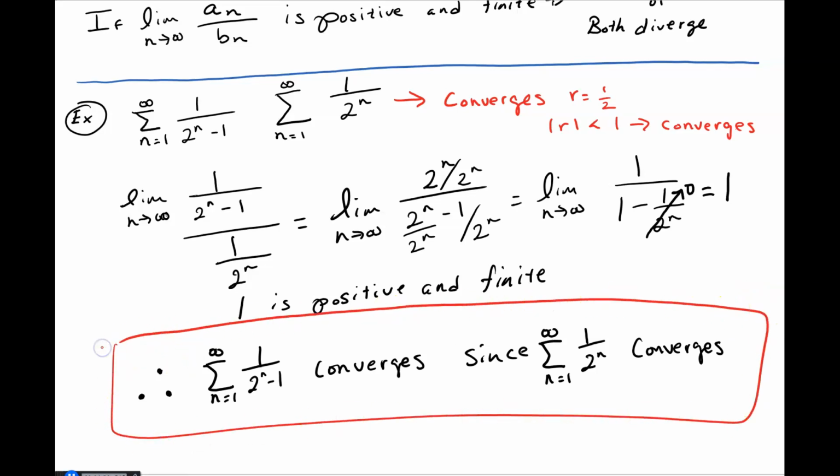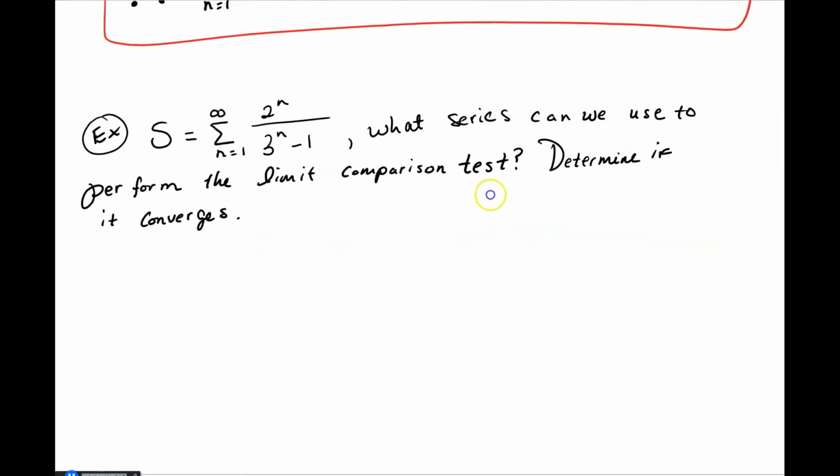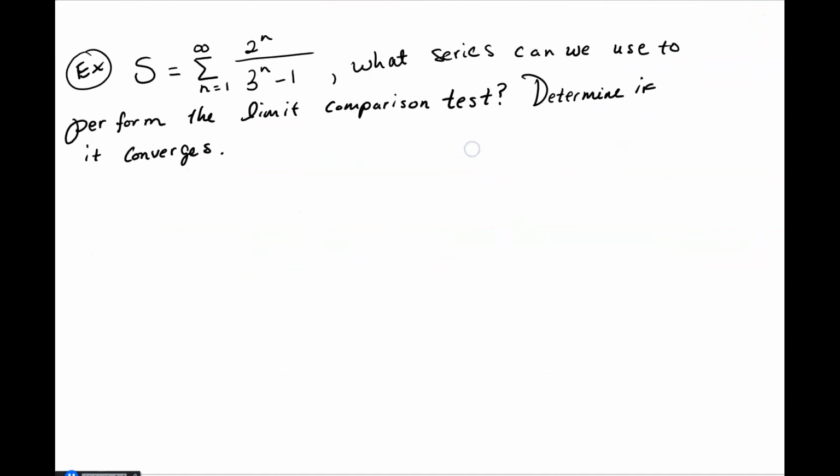We'll go ahead and take a look at a couple more examples. Let's look at the next one. Given some series S from n equal 1 to infinity of 2 to the n over 3 to the n minus 1, what series can we use to perform the limit comparison test and determine if it converges?